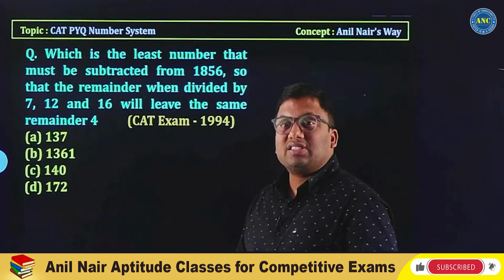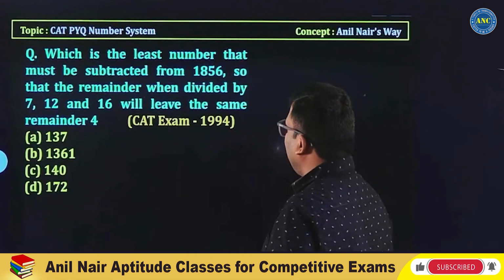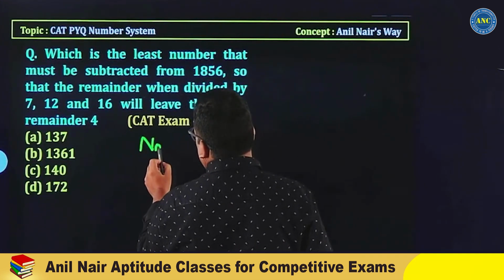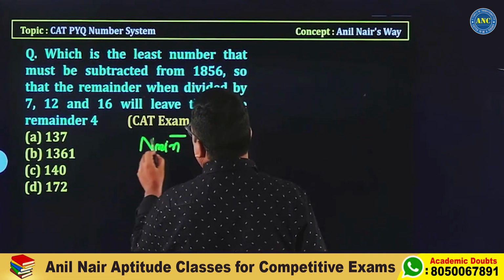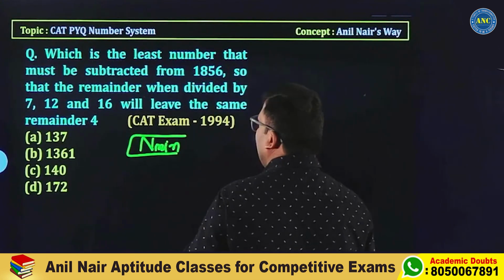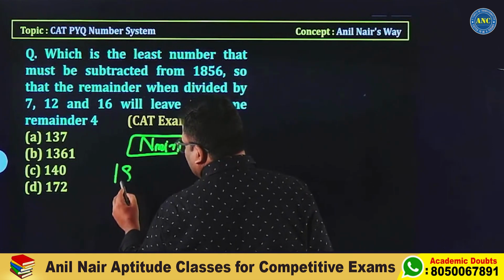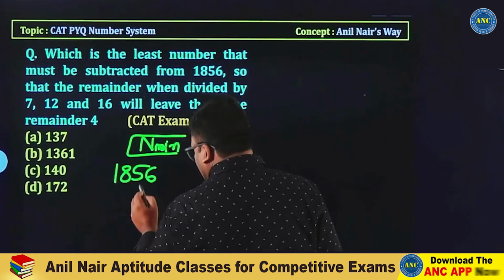Next one: what is the least number? Least number means n should be minimum. What is the least number that must be subtracted from 1856? 1856 is a number, sir.